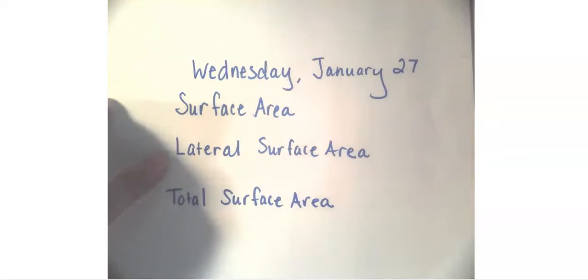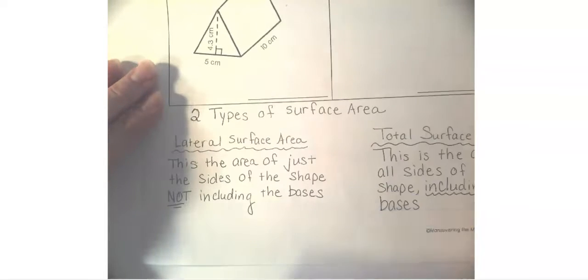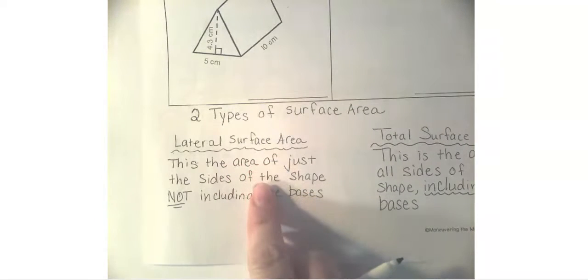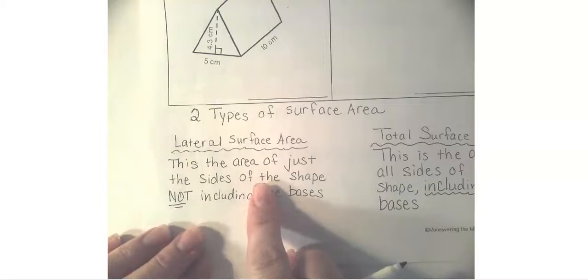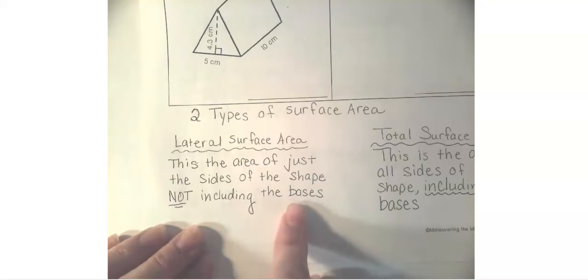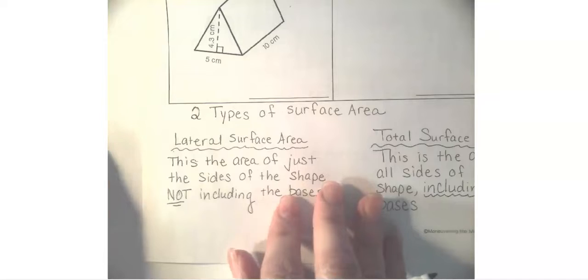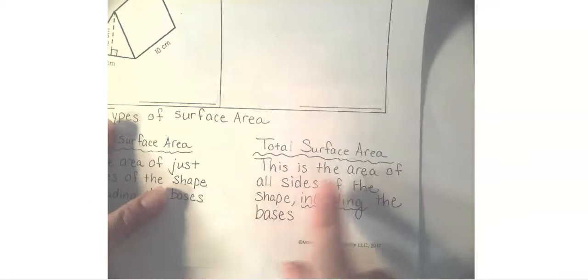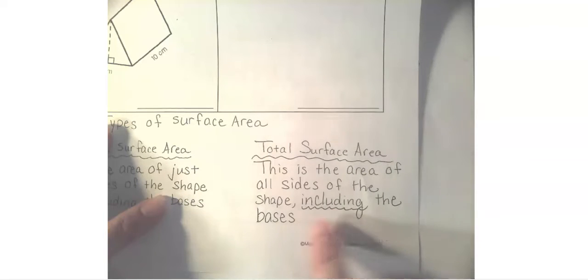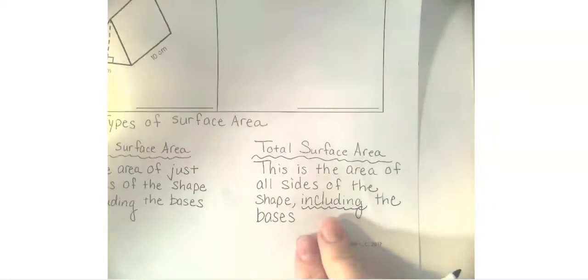So to give you a definition, lateral surface area, here I have on the back of your paper. Lateral surface area is the area of just the sides of the shape. It does not include the bases, okay? And the other type of surface area is total surface area. This is the area of all sides of a shape, including the bases. Okay, that's the two things that you need to know today.